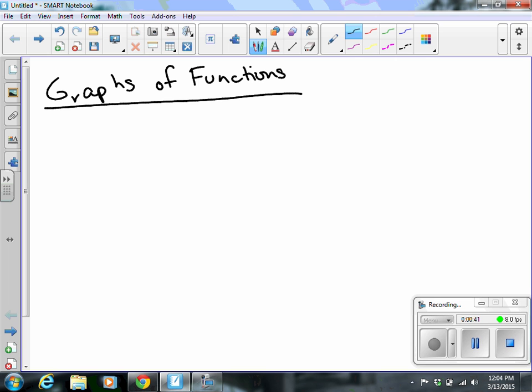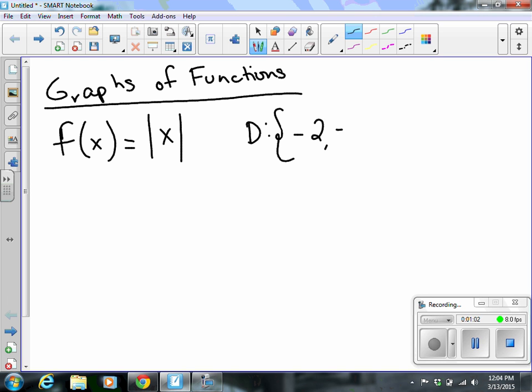For some of them, there'll be equations of lines and we know how to graph those. Okay, but say for instance, it's something else. Let's say for instance, I have f of x equals the absolute value of x. And they tell us that my domain is -2, -1, 0, and 1. Okay, so what that means is I'm going to plug in the -2, the -1, the 0, and the 1 and figure out what I'm going to find.